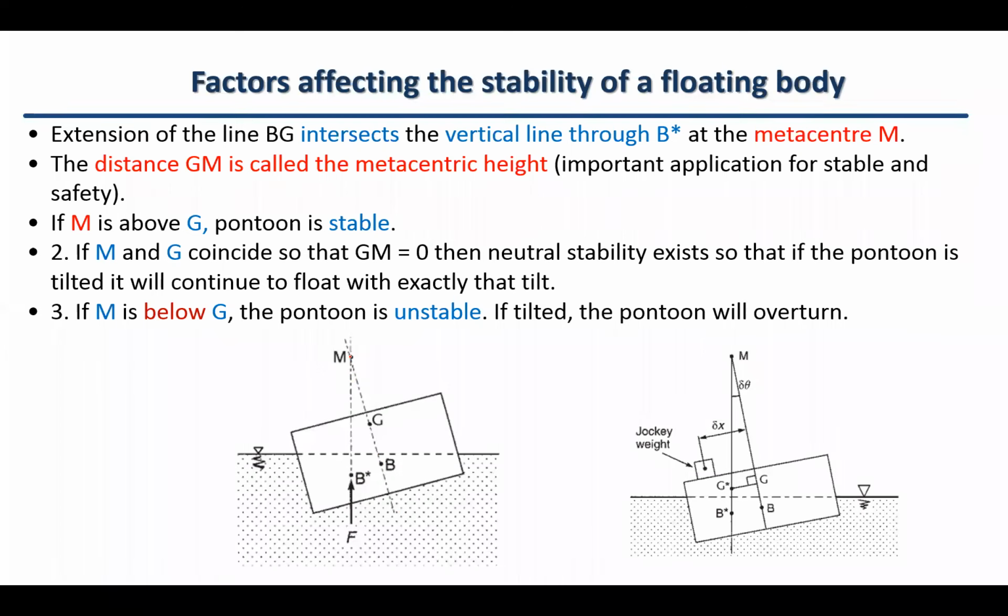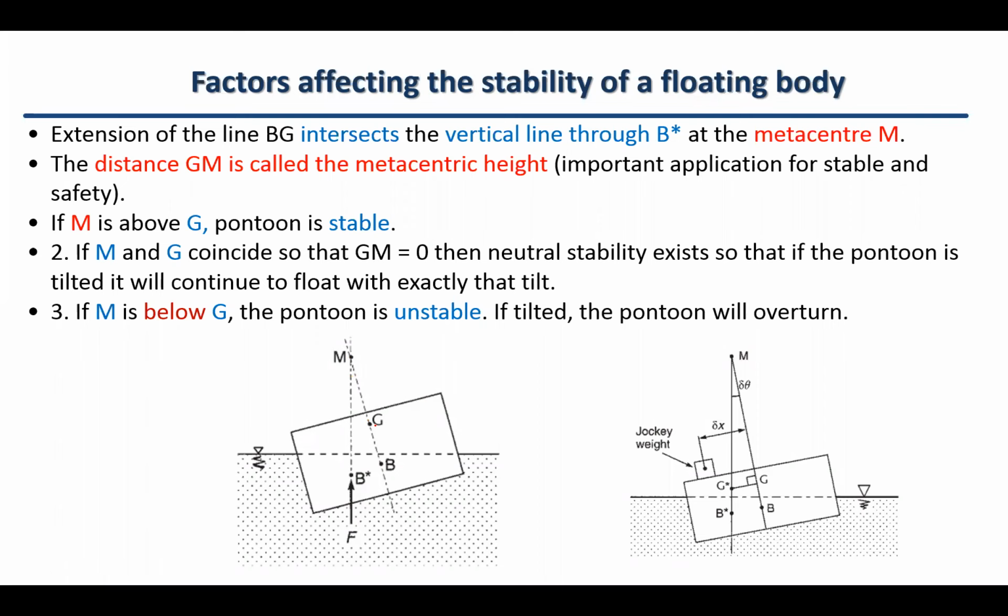So for this point M, the distance from that point to the center of gravity G is called GM. Distance GM is very important. It's called the metacentric height, and the metacentric height is a very important parameter. Why? Because if the GM is large or long enough, we can say the pontoon is stable enough, and its stability is more guaranteed.